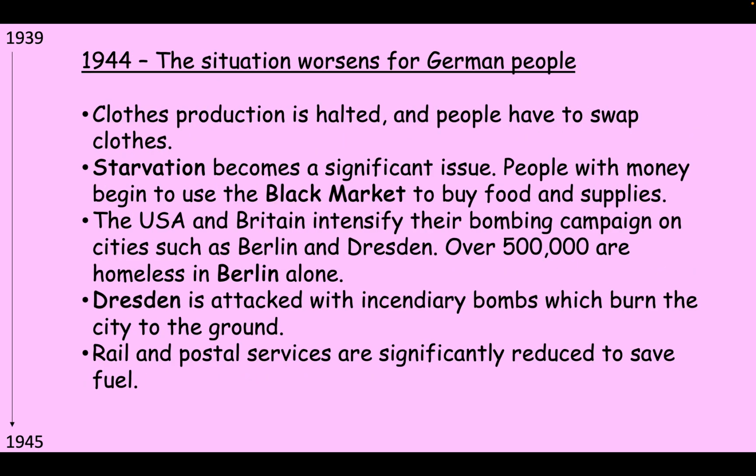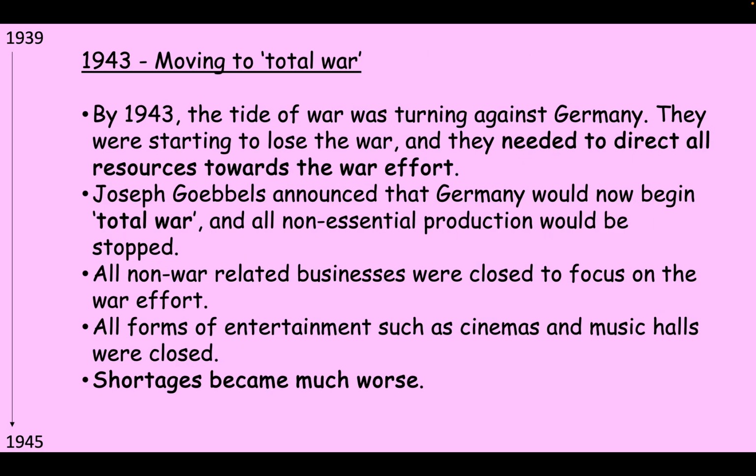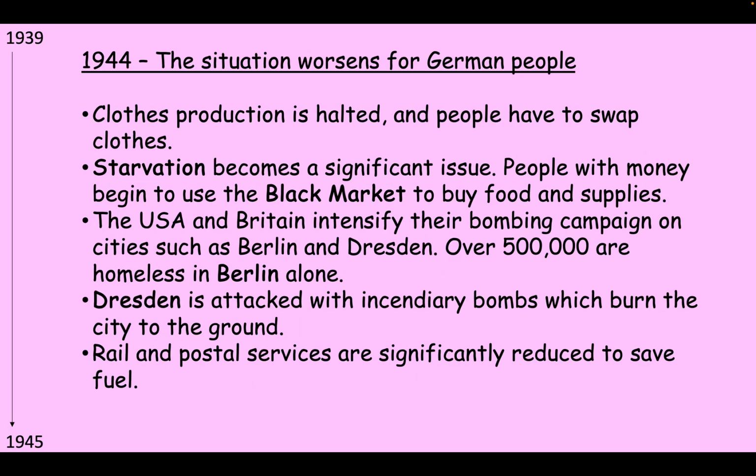Now, by 1944, the total war economy that we saw on the previous slide is still not working. In 1944, it's getting worse in Germany. Clothes production is totally halted. People are having to swap clothes, and starvation is increasingly becoming a significant issue. If you're wealthy and you've got money, people started to use the black market to buy and sell food and to buy and sell supplies.